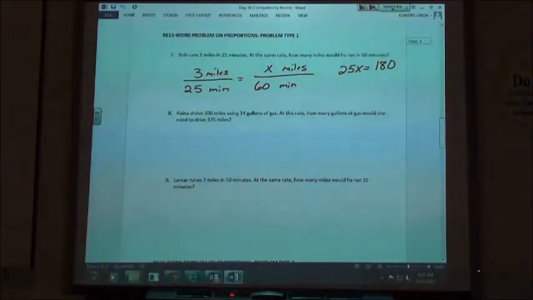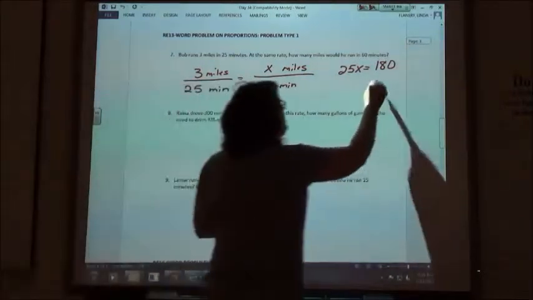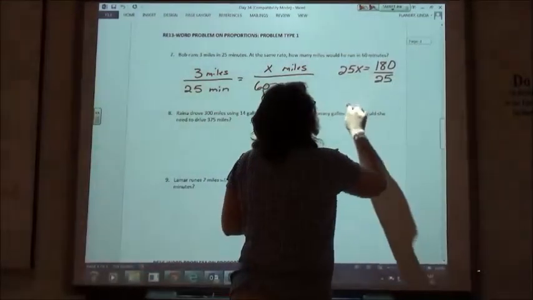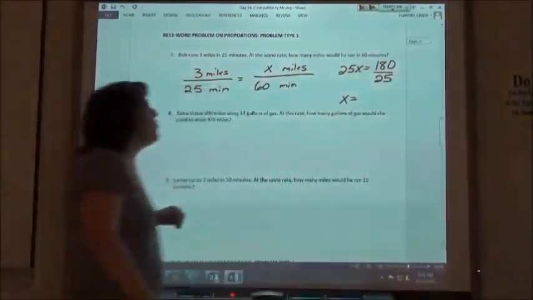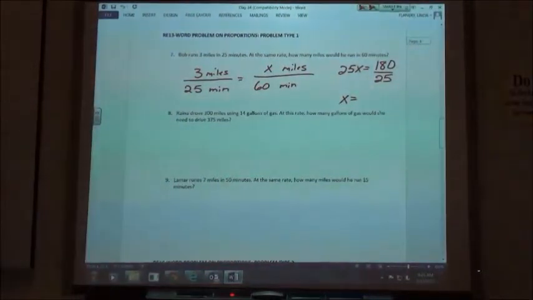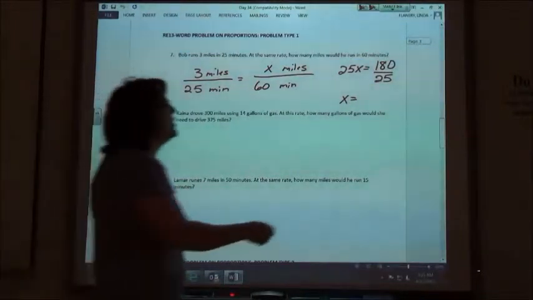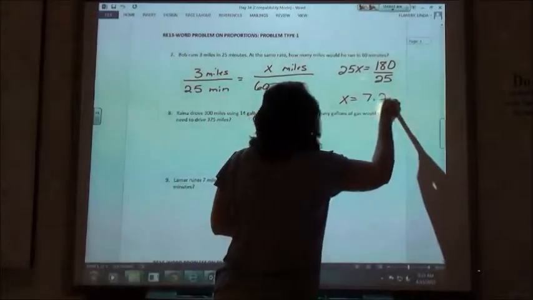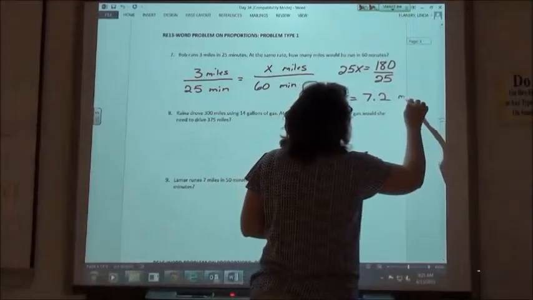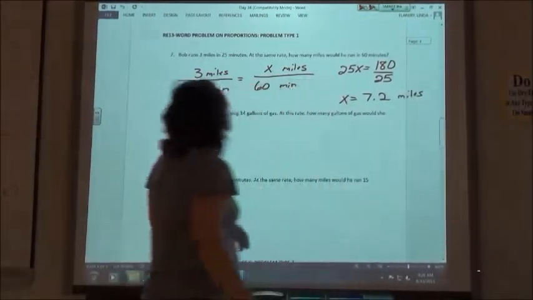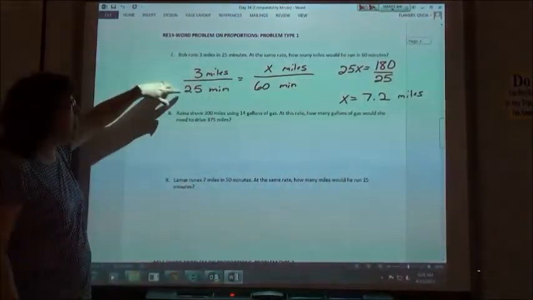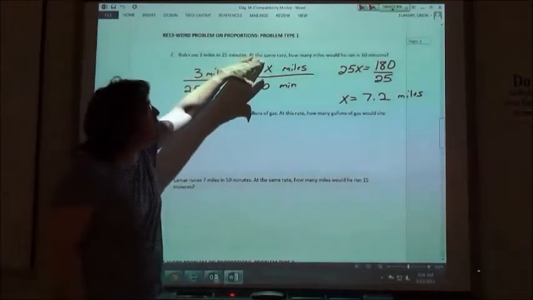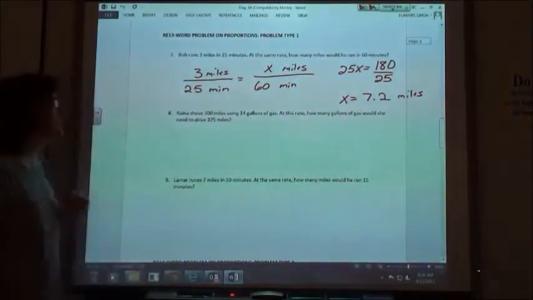And then in order to solve that for x, we're just going to go ahead and divide by 25. So 180 divided by 25 would give me 7.2. And these ones you are going to just use the decimals in. So 7.2 miles. I can go 3 miles in 25 minutes, and I can go 7.2 miles in 60 minutes.